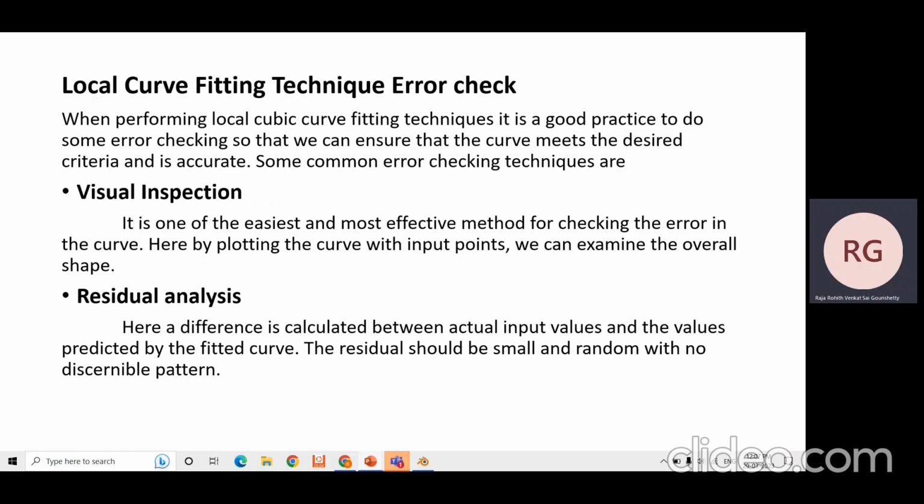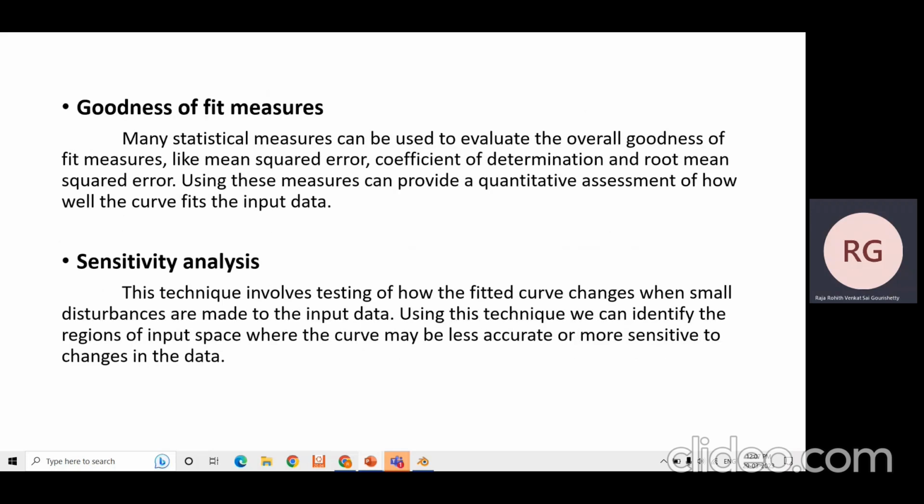Visual inspection is the easiest and most effective method for checking the error in the curve. Here, by plotting the curve with the input points, we can estimate the overall shape. In residual analysis, we calculate the difference between the input values and the values predicted by the fitting curve. The residual should be small and random with no discernible pattern.